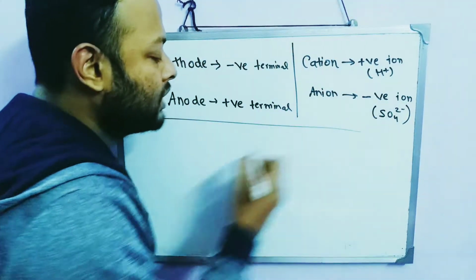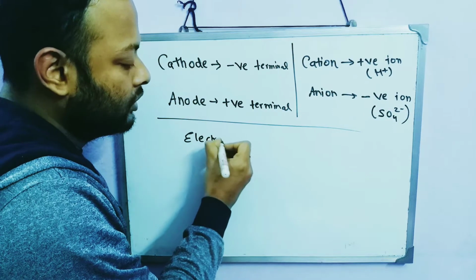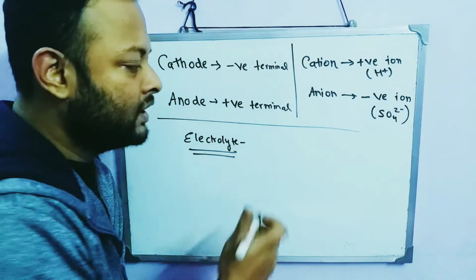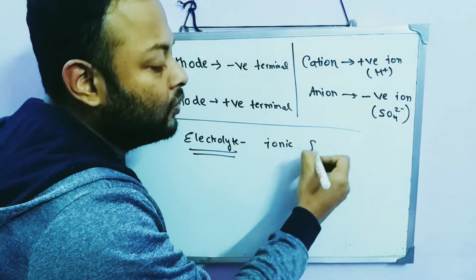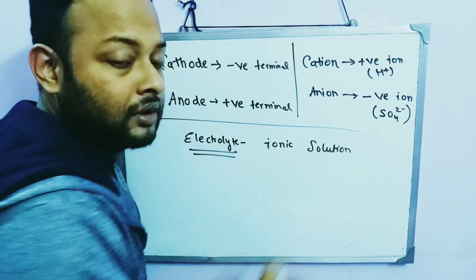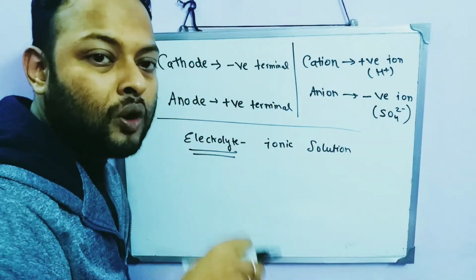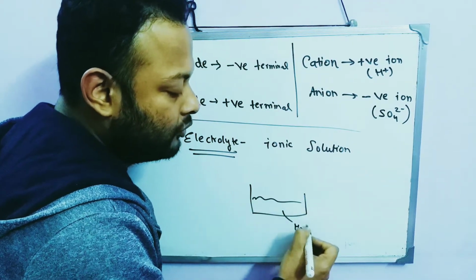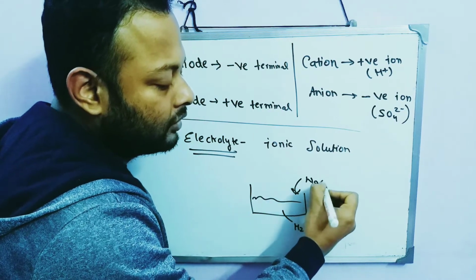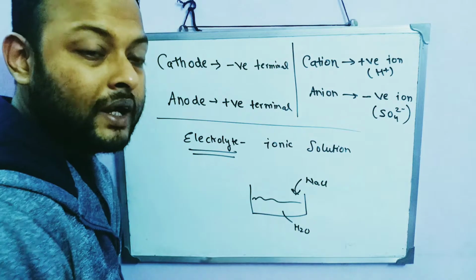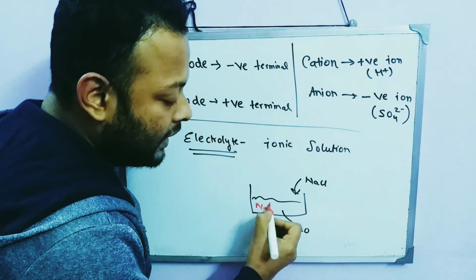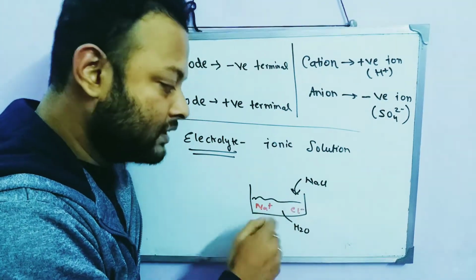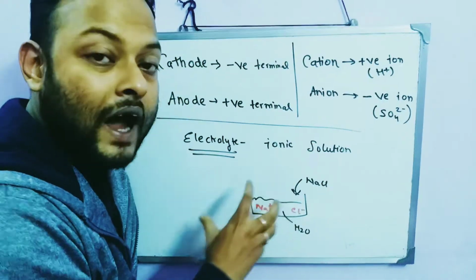Now what you need to understand is what is an electrolyte. If I say in basic easy words, it is any ionic solution. Suppose you put salt in water. Suppose there is water, and if you add NaCl, then what will happen? NaCl will break into Na plus and Cl minus. So you can see there are ions formed inside the water. So this is an ionic solution.